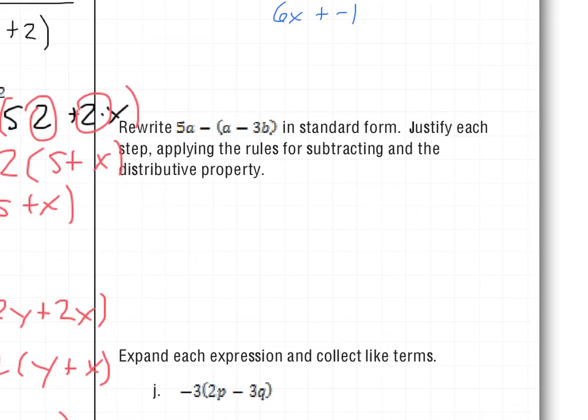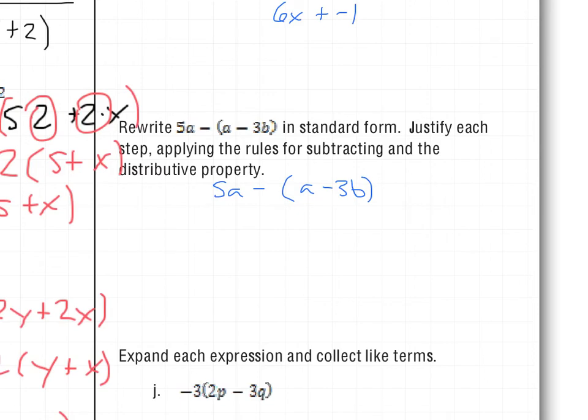So go ahead and rewrite each step along the way. We're going to rewrite this in standard form. So we're going to start with 5a minus a minus 3b. And we're going to step through this, and we're going to justify each step along the way.